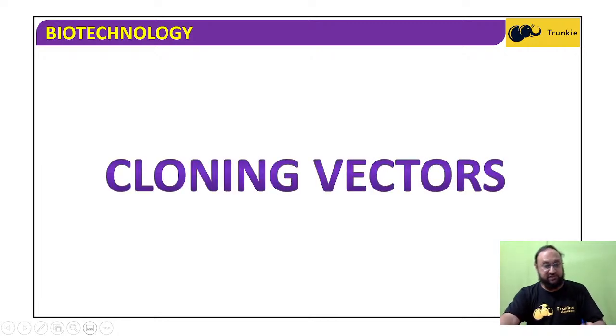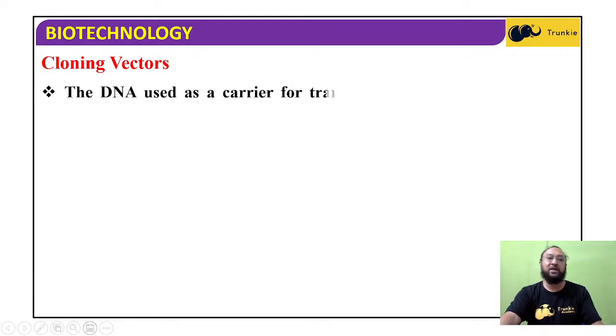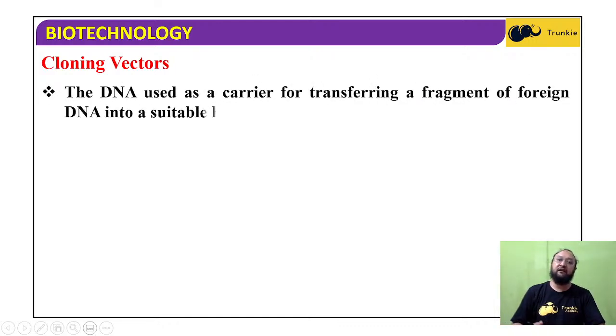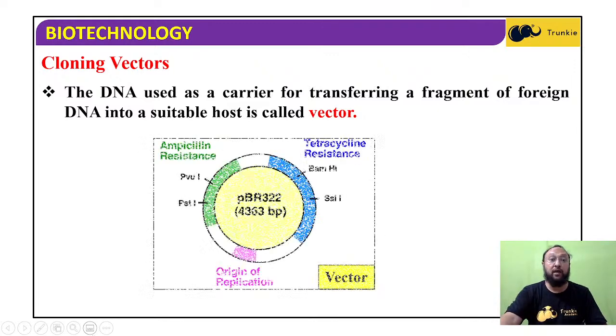Now, cloning vectors. What are cloning vectors? I have already explained vectors yesterday. The DNA used as a carrier for transferring a fragment of foreign DNA into a suitable host is called a vector. For example, we take a plasmid, a circular DNA from bacteria, and insert our DNA of interest into that plasmid. That becomes the vector, and then we insert that vector into the host organism.